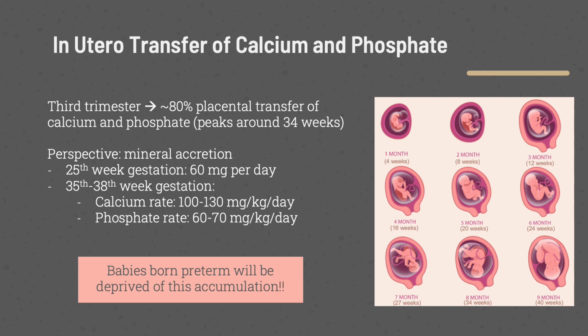To put that into perspective, at around 25 weeks of gestation, infants are getting about 60 milligrams per day of calcium and phos. However, once they reach that third trimester, about halfway through, they're going to dramatically increase those mineral contents. So the calcium rate is 100 to 130 milligrams per kilogram per day from mom, and the phosphate rate is going to be 60 to 70 milligrams per kilogram per day from mom.